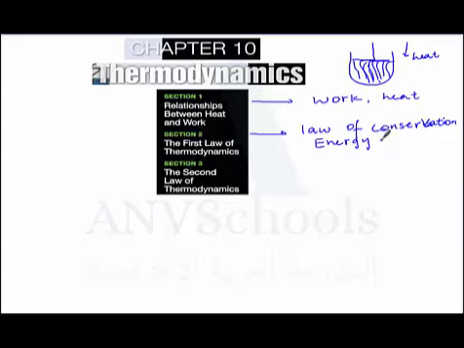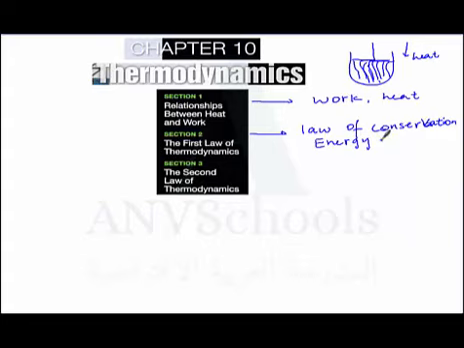Like kinetic energy might be transformed to potential energy, or potential energy might be transformed to kinetic energy, or chemical energy can be transformed to kinetic energy. So there will be transformation of energy, but the total mechanical energy remains constant. So the first law of thermodynamics is part of the law of conservation of energy.